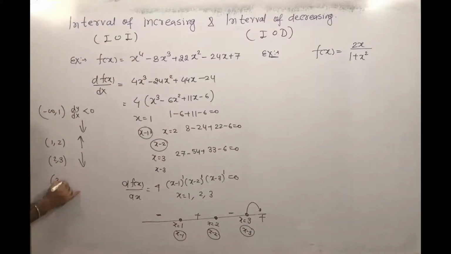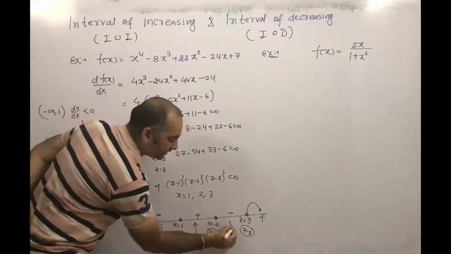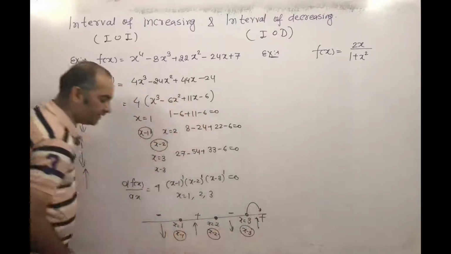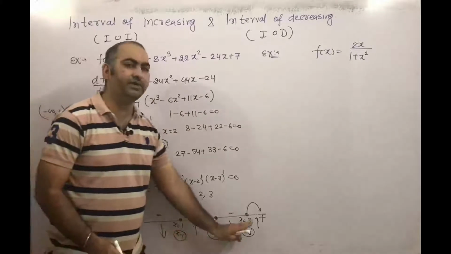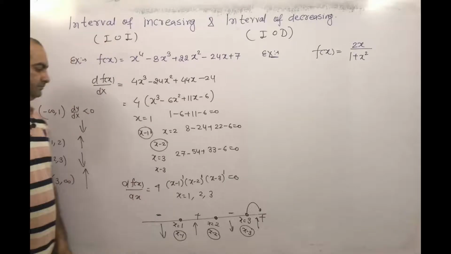So from 3 to infinity, dy by dx is positive, so the function is an increasing function. So in this interval it is decreasing, here the function is increasing, here decreasing, and here increasing. See, 1, 2 and 3 we are not including. Why we are not including, that we will discuss later.